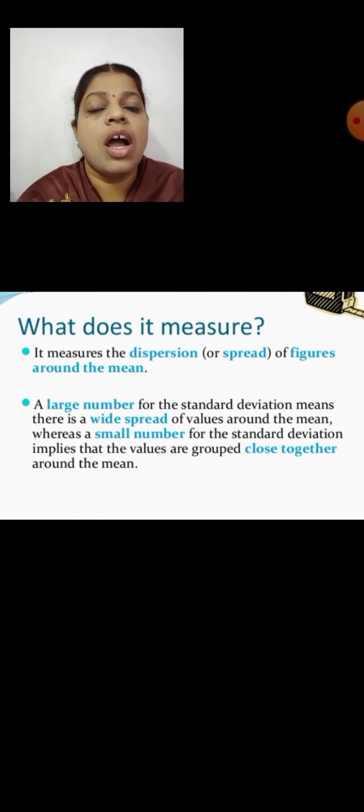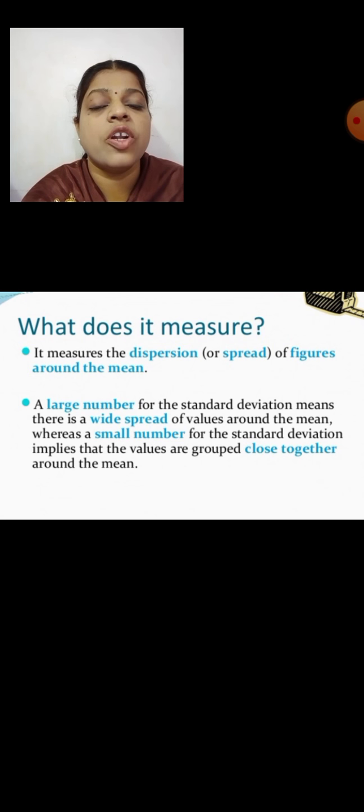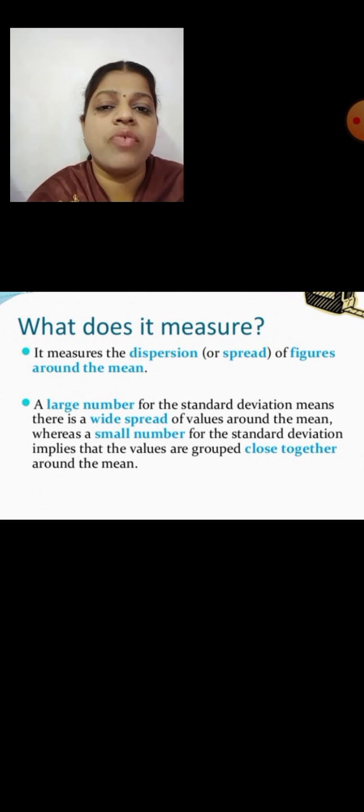And after calculating the values for the standard deviation, how can we infer some conclusions from that data, or how can we make some inferences about the dispersion of the data? A large number for the standard deviation means there is a wide spread of values around the mean. That is, it means that there is a wide dispersion among the values around the mean, or from the average of the values.